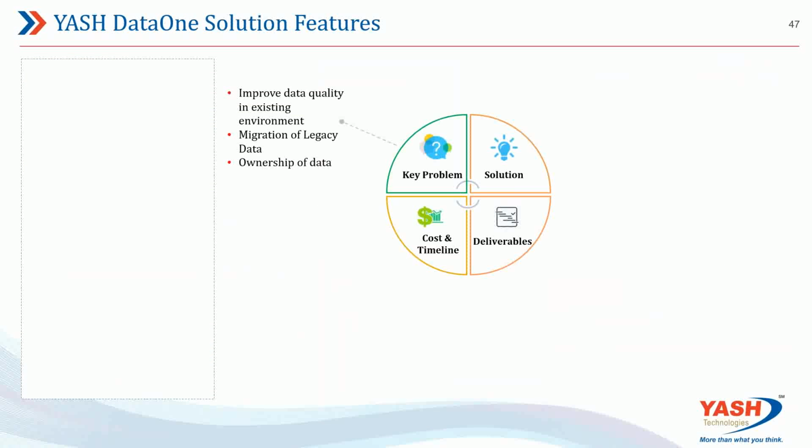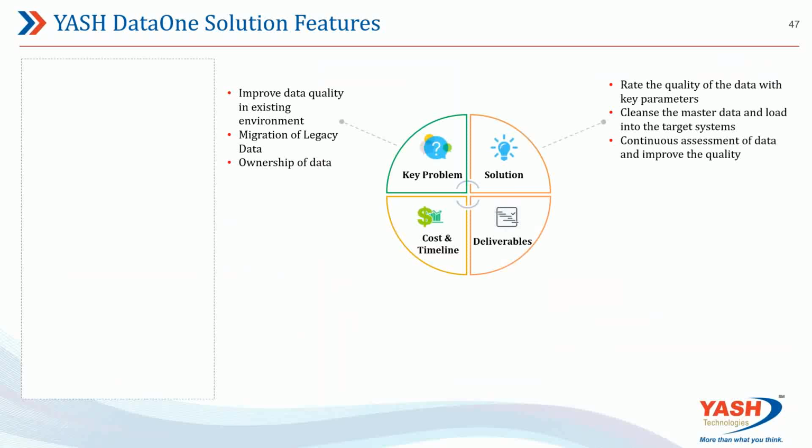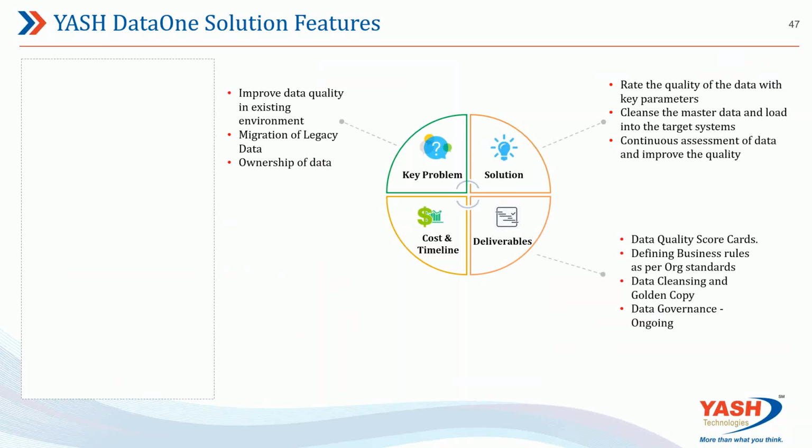So finally, to summarize, what are the solution features? We are talking about a key problem, which is to improve the data quality in an existing environment, migration, ownership of data, defining a process around the data. What is the solution requirement? The ability to rate the quality of data with key parameters, cleansing of the data, loading into target systems, and a process to continuously assess and see that there's an improvement. So what are the deliverables when you want to set something like this? Data quality scorecards, which help us measure, an ability to define the business rules for the business and IT to interact, establish a golden copy database, and define ongoing governance.